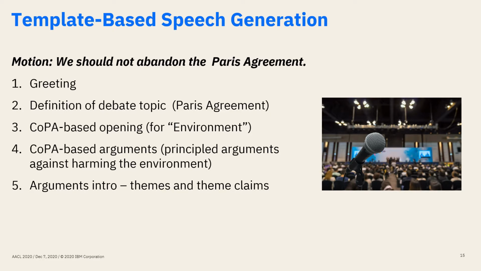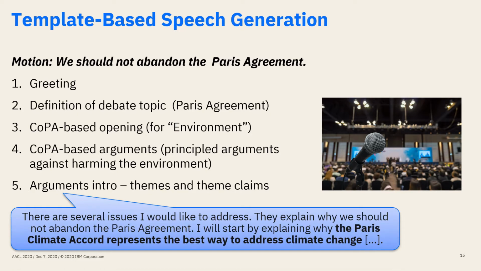The debate topic is matched to the environment class, so we continue with opening text composed for this class, followed by principal arguments against harming the environment. Next, we have text introducing the themes which the speech is going to discuss. You can see in bold a theme claim introducing the theme of climate change. The Paris Climate Accord represents the best way to address climate change.